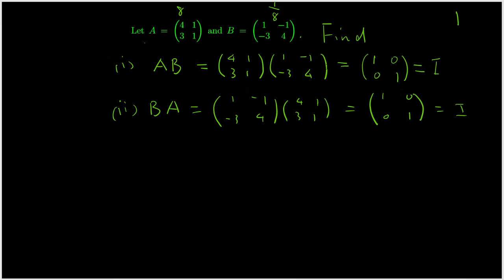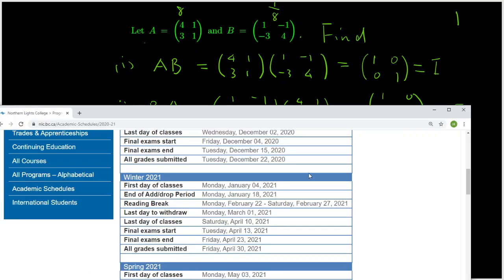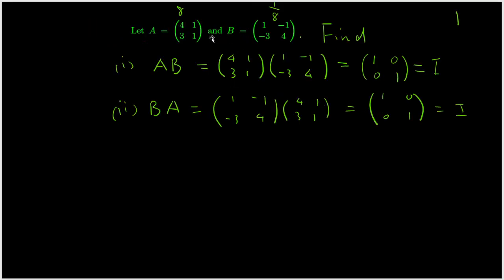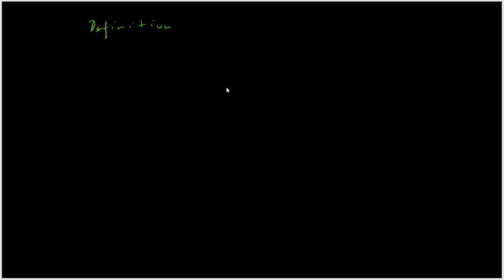Okay, now we are going to define the inverse of matrices. Now the definition, I'm going to write the definition on the screen. In the question we just mentioned, we say B is the inverse of matrix A, and by symmetry, A is also the inverse of matrix B. The definition is just that. I'm going to write the definition on the screen.